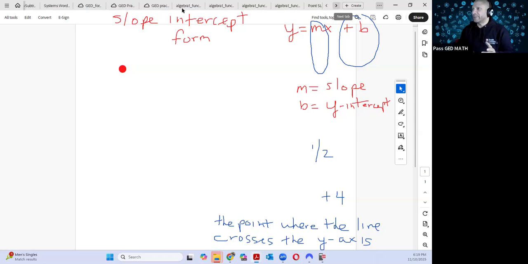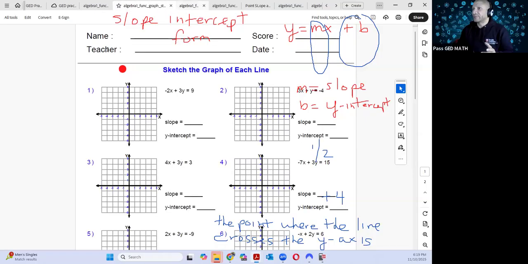So hold on, let me go back to that sheet. Now I have to find which sheet it was. Oh, that might take me forever.